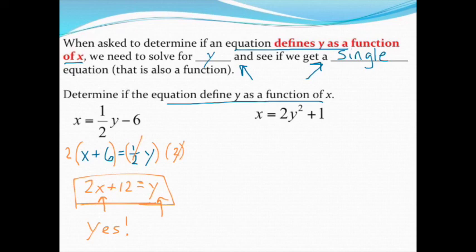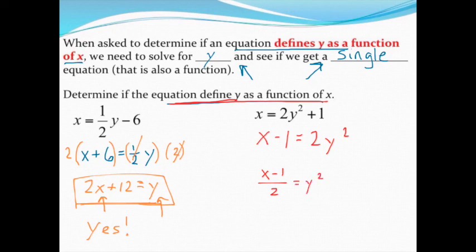Take a look over here and you can probably guess that this one's not going to be a function that defines y, or an equation that defines y as a function of x. But let's take a look and see what happens. It begins the same way, or a similar way, subtract that 1 from both sides. And so x minus 1 equals 2y squared. Next up, I would need to divide both sides by 2. So I'm going to have x minus 1 over 2 equal to y squared.